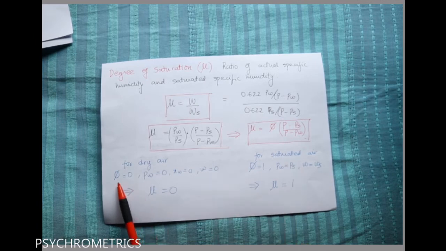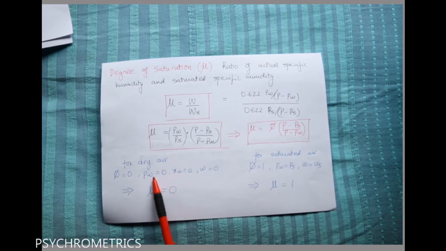Now in the case of dry air, we know that phi, that is the relative humidity, is 0. Pw, that is the partial pressure of water vapor, is going to be 0. That means that there's no water vapor in the air, so it cannot exert any pressure. Its mole fraction is 0, and the specific humidity W is also 0. So once we substitute that here, we get mu, that is the degree of saturation, also as 0.